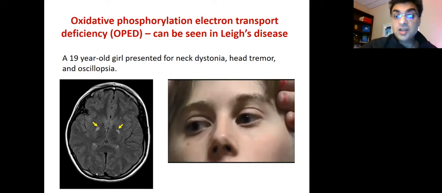She actually did get DBS, her dystonia got better, but her eyes were, of course, not surprisingly, GPi is not going to change her pendular nystagmus, so they were still the same. But she did improve with the GPi DBS for dystonia.